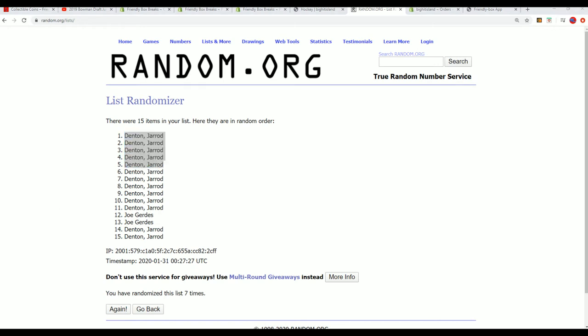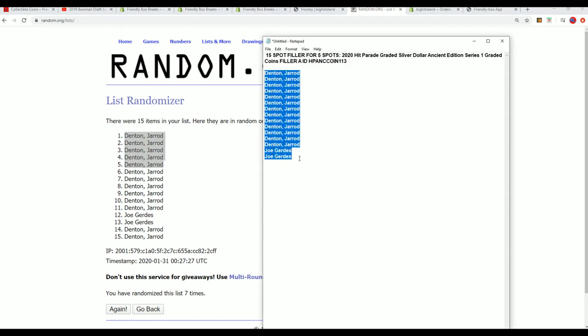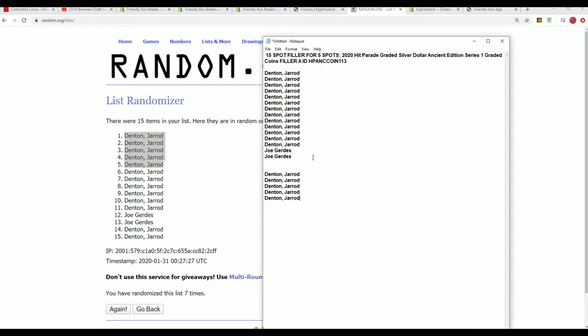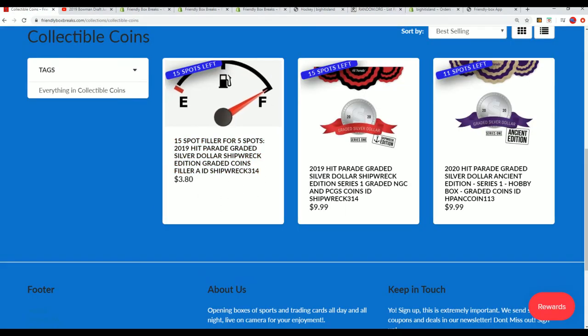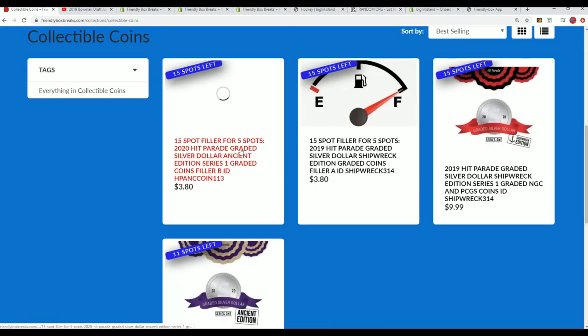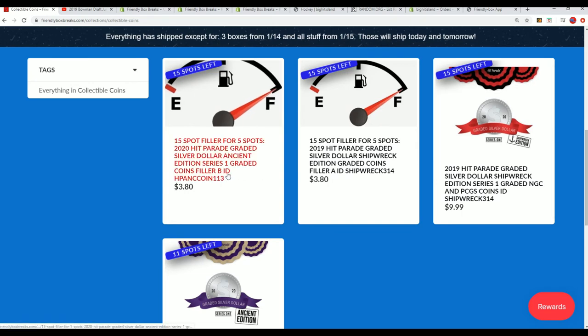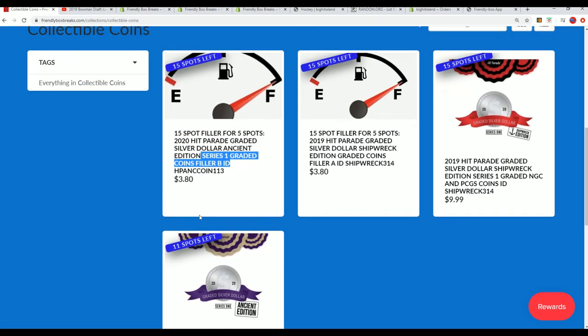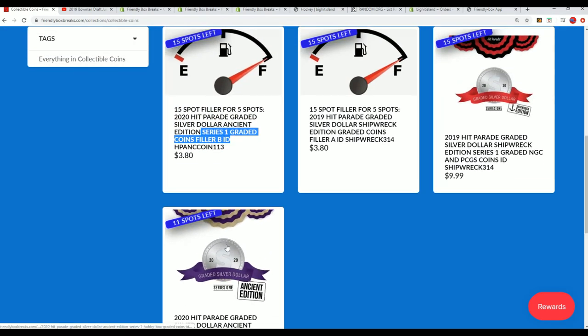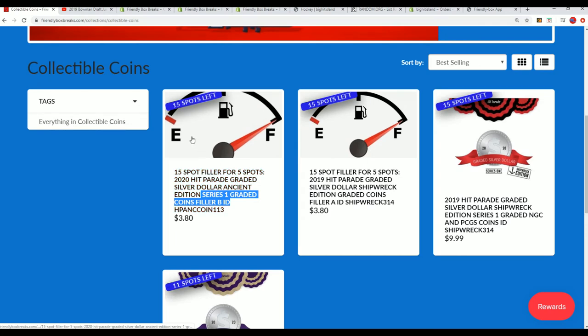Well, would you look at that? Jared D, congratulations in the collectible coin break. Now we have a new filler for Ancient Edition, and the box break is now down to 11. So that's gotten a lot closer. Everything moving along in the ancient coins coming up.